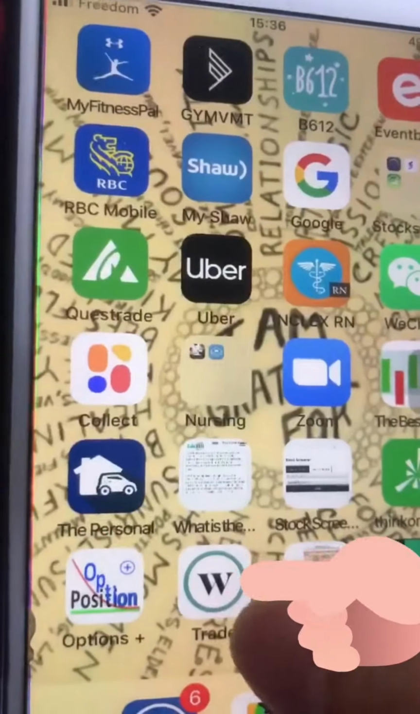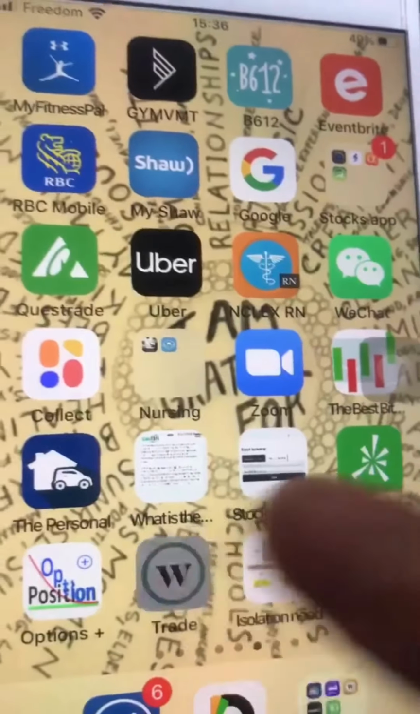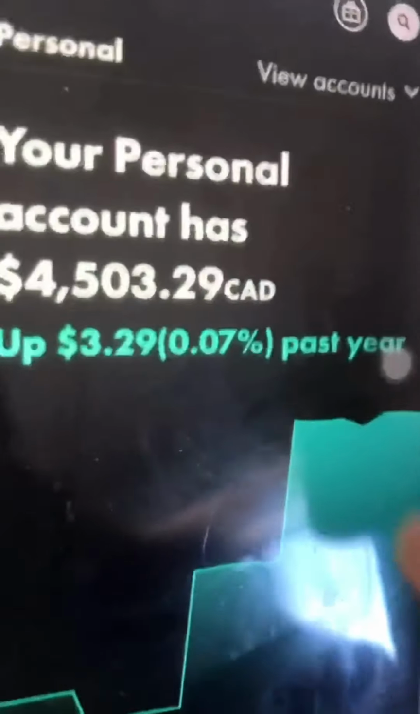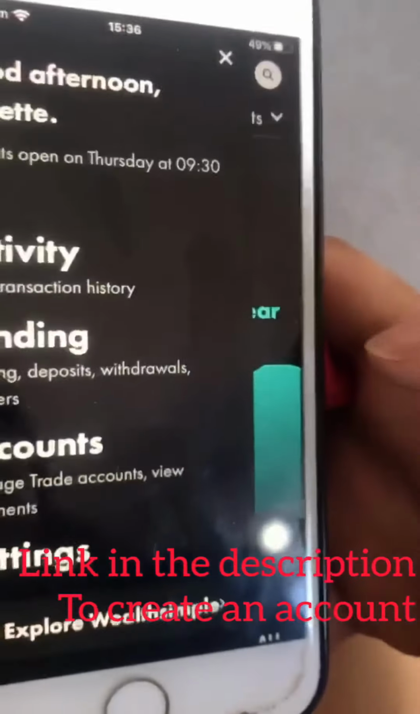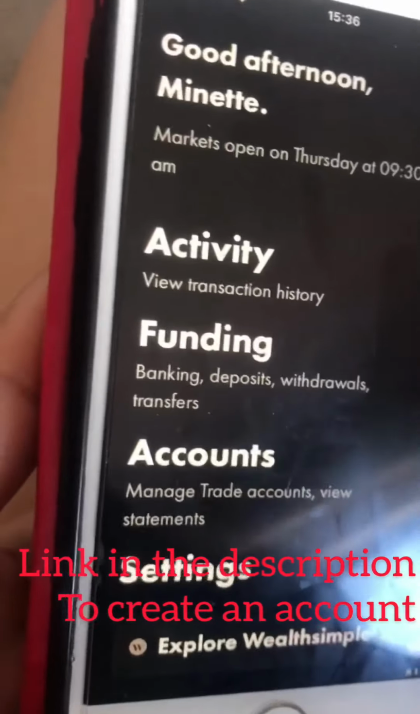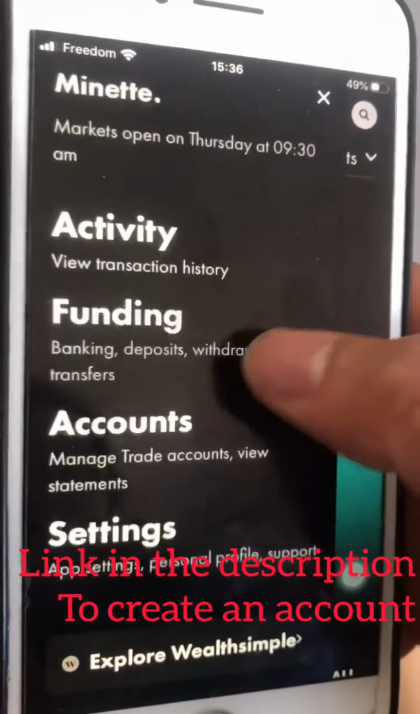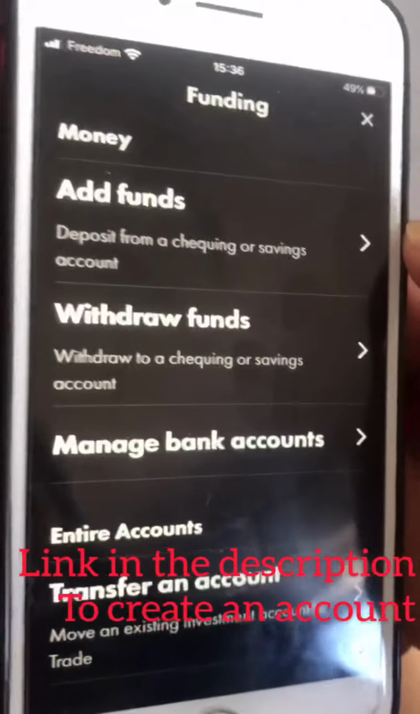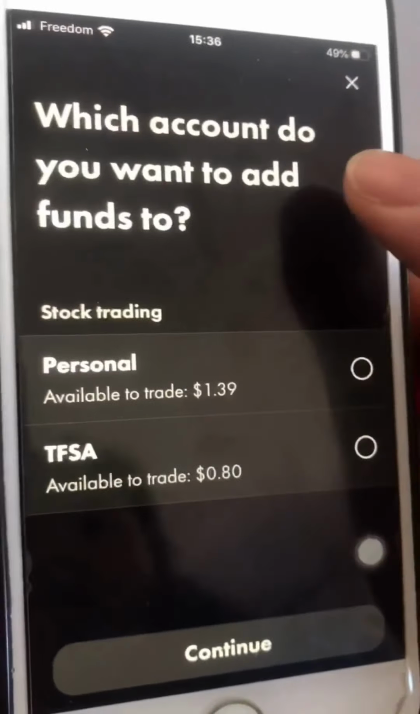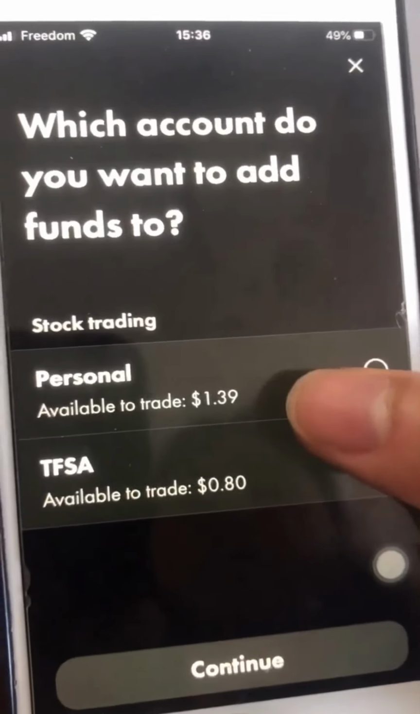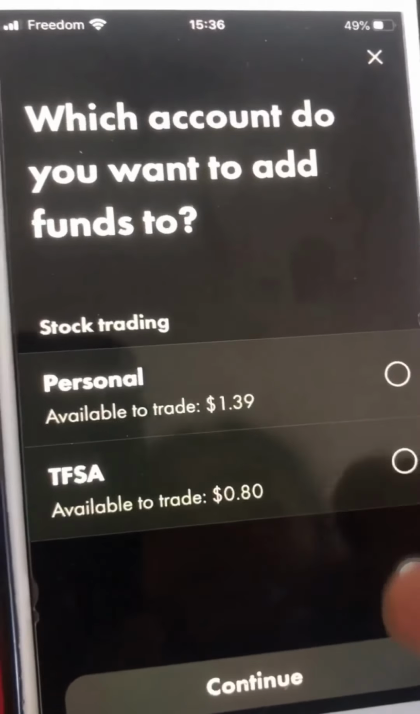First, you download the app, which is right here. Then you click on it. Then you're gonna sign up for an account. Once you have your account already, you would go to the funding, which is right here. You would add funds. And in this app, I have a personal and a TFSA account.